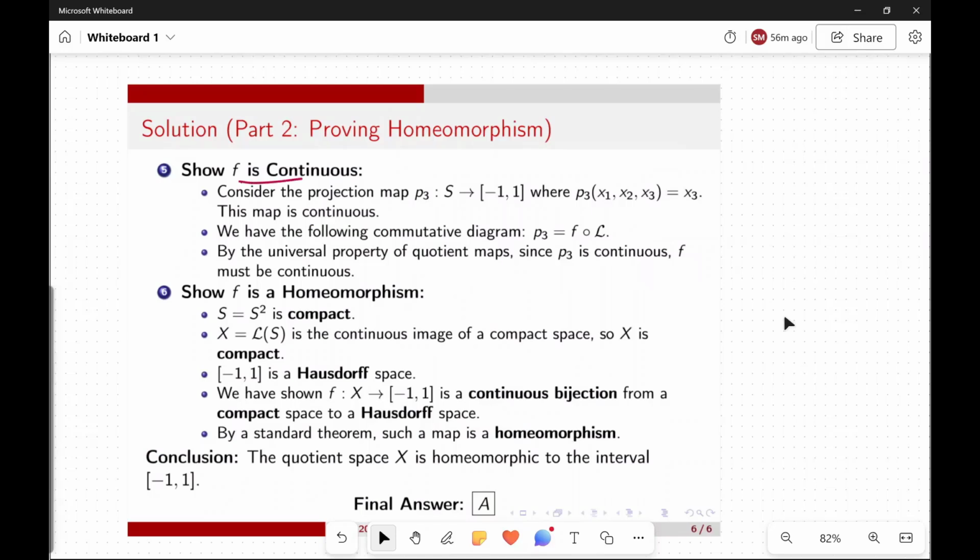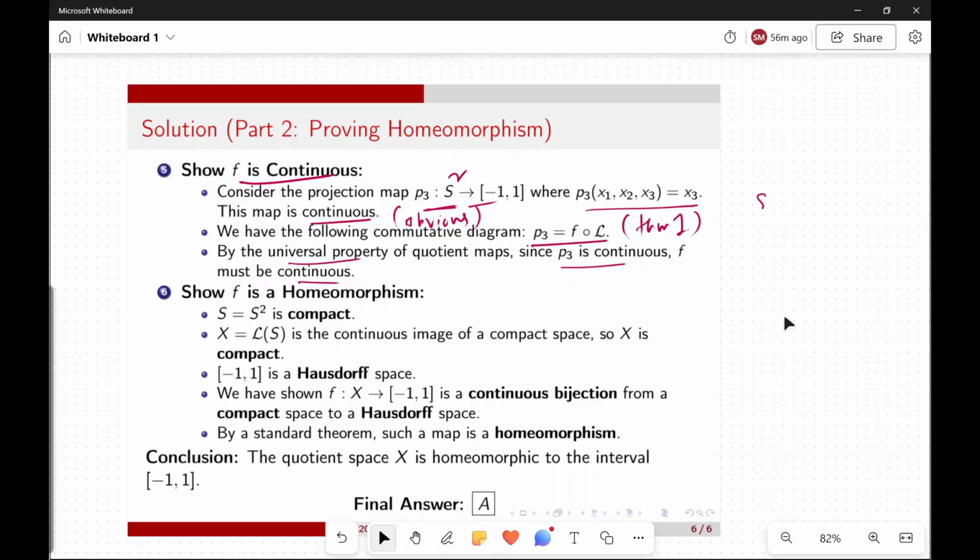First, we need to show that f is continuous. We first consider the projection map from the sphere, that is the quotient projection. Obviously it is continuous, so there is nothing to explain. Now we are going to use theorem 1. By theorem 1 we are using this diagram, p3 is equal to f composed with the quotient map, which is the universal property. That tells that p3 is continuous, and that implies f is continuous by theorem 1. So there is nothing to explain.